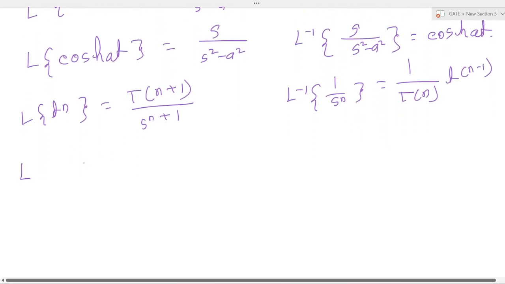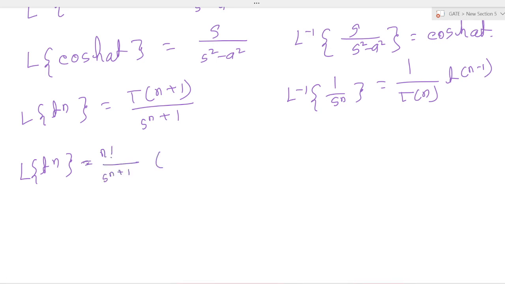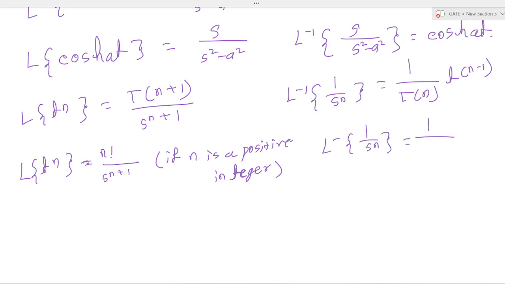Next, the Laplace transform L of t to the power n is equal to n factorial by s to the power n plus 1, if n is a positive integer. And the inverse Laplace transform, L inverse of 1 by s to the power n, is equal to 1 by (n minus 1) factorial, times t to the power n minus 1.